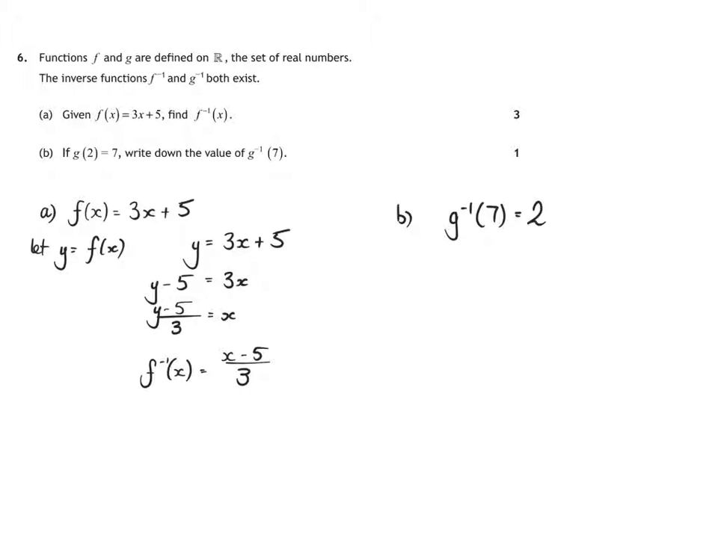Okay, so the marks for this question, you get 1 for getting to the step y minus 5 equals 3x, 1 for getting x equals (y minus 5) over 3, and then the last one for rewriting it as the inverse function, f to the minus 1 of x equals (x minus 5) over 3. And then you get 1 mark for the 2 in part B. So on to question 7.